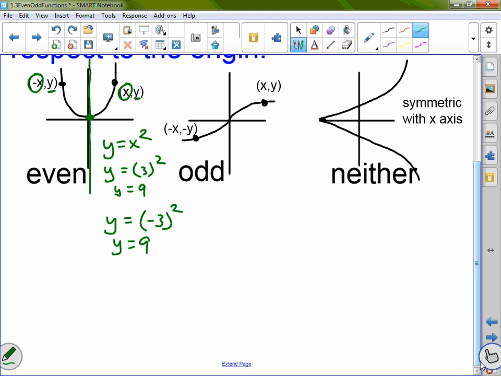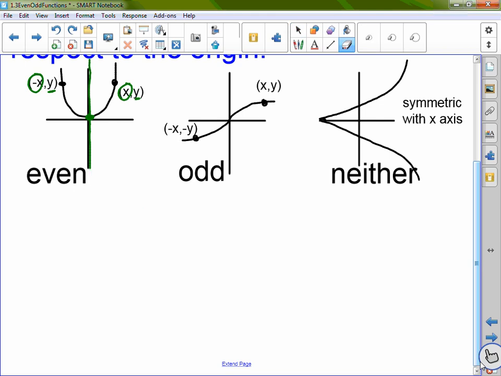So 3 or negative 3 gave me the same y value, and it could have been any x value. I could have picked a billion and negative a billion, or 1.025 and negative 1.025. It doesn't matter. It's going to work. We're going to square that. The negative's going to go away.